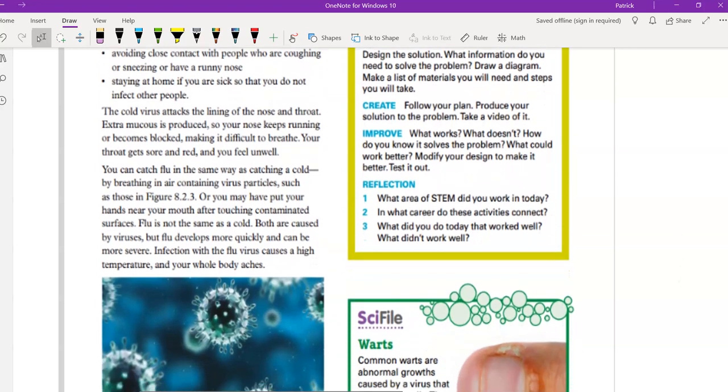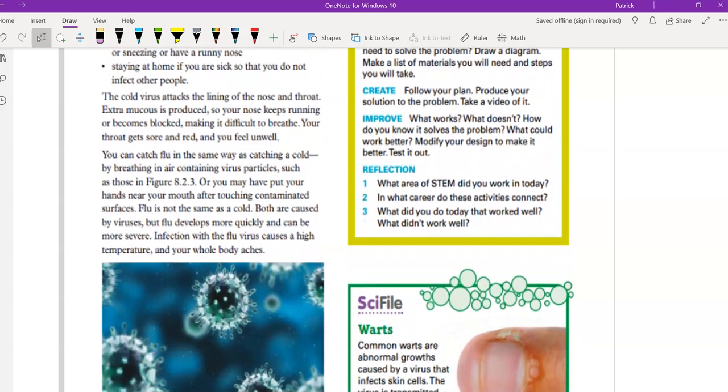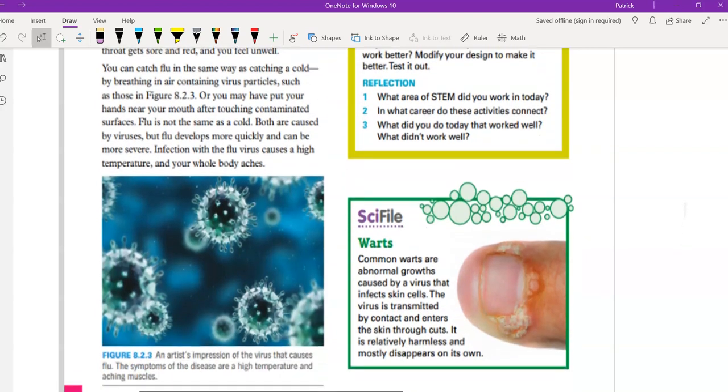The cold virus attacks the lining of the nose and throat. Extra mucus is produced so that your nose is running. It becomes blocked, making it difficult to breathe. We know that when we blow our nose or when we sniff, the stuff that we're sniffing and blowing out is in fact the bad pathogens that were in there.